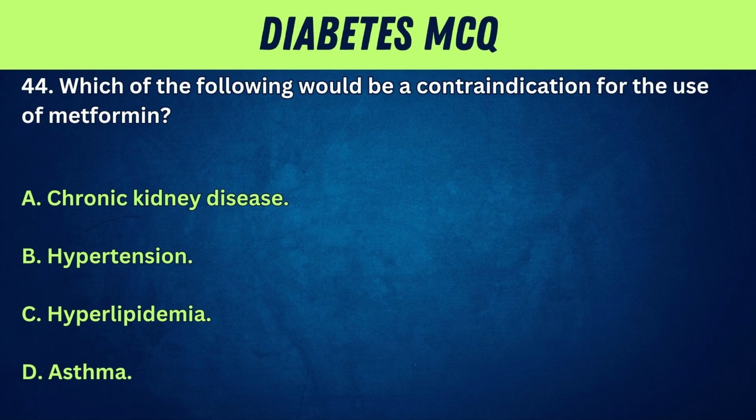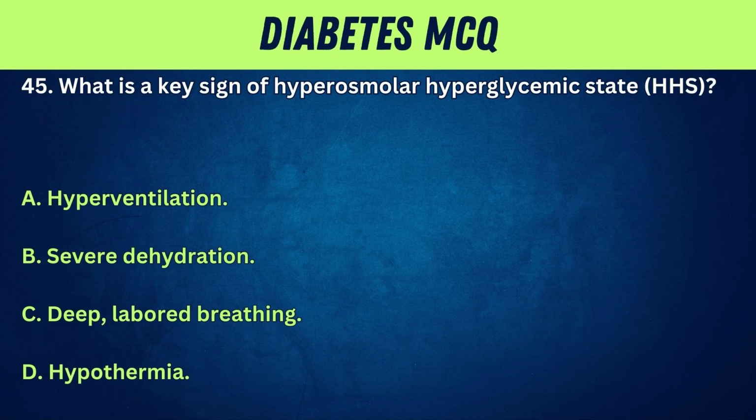44. Which of the following would be a contraindication for the use of metformin? A. Chronic kidney disease. B. Hypertension. C. Hyperlipidemia. D. Asthma. Answer: A. Chronic kidney disease.